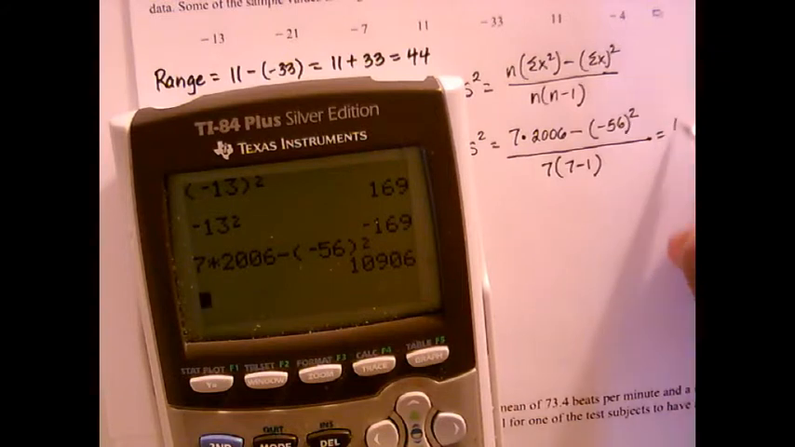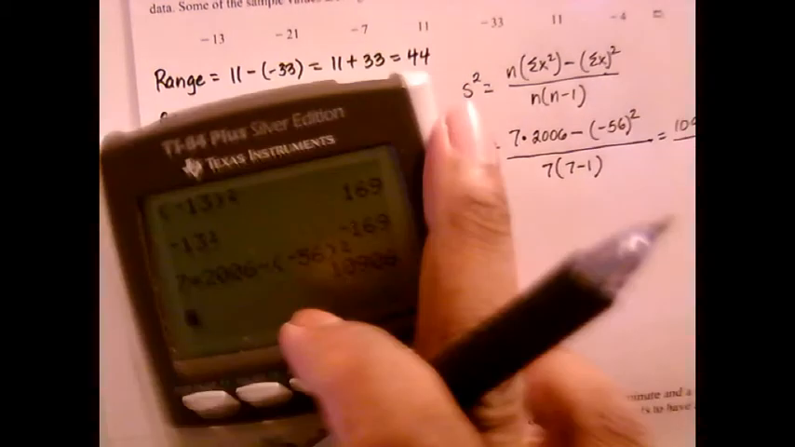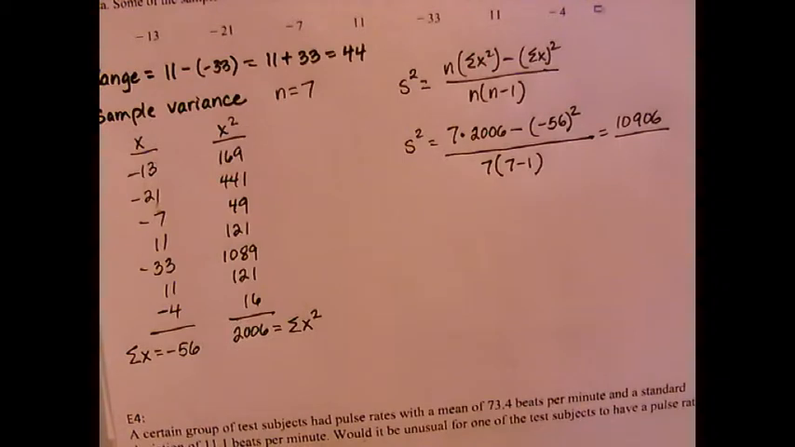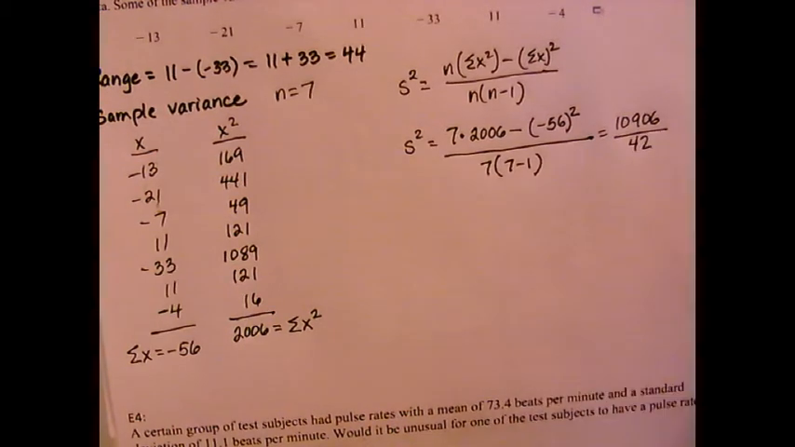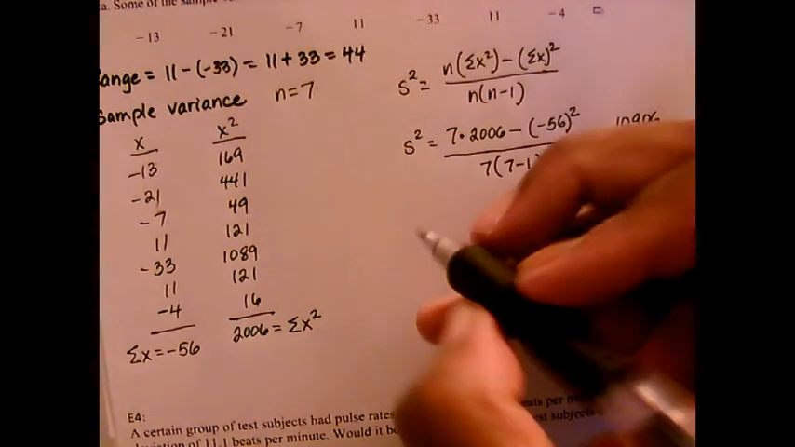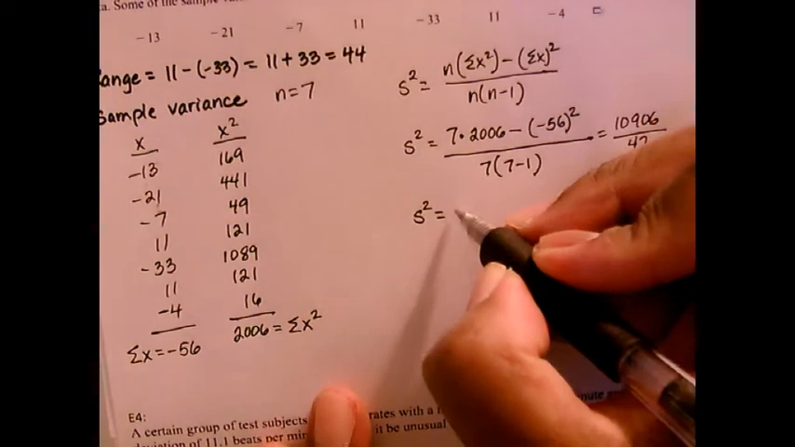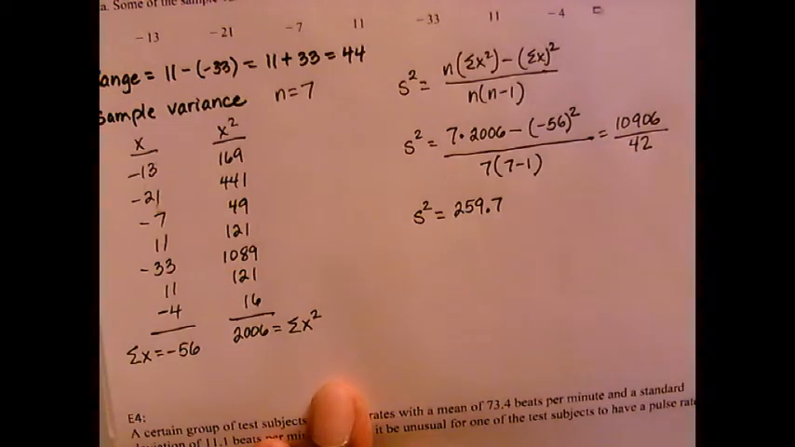So the numerator will be 10,906. And then the denominator is this: 7 minus 1 will be 6, and 6 times 7 will be 42. So now you get 10,906 divided by 42, which means your s squared would be, to one decimal place, 259.7. So the standard deviation for this set of data will be 259.7. I mean the sample variance.